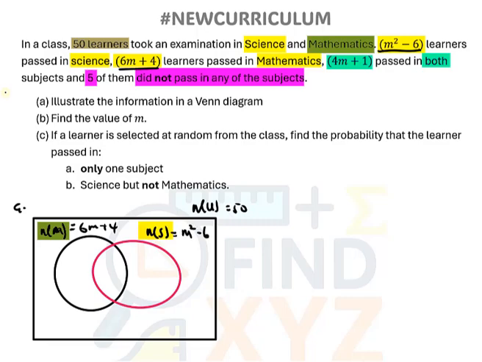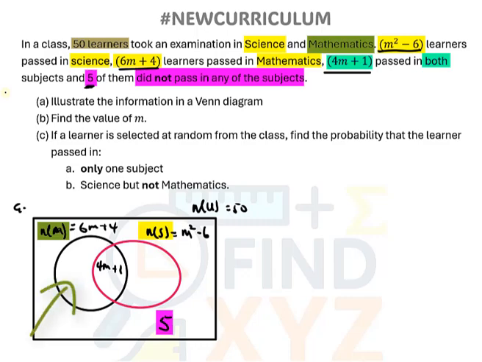What do we know again? We know 4m plus 1 passed both subjects. That is the intersection, so which is 4m plus 1. Then we know 5 did not pass any of the subjects. So let's put them here because they are not in any of these circles, but they are part of the number of students that took the examination.